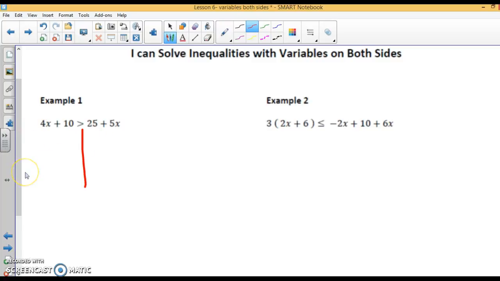Now, here we go. Solving inequalities, you got to simplify both sides, if you can. In this problem, you can't do anything. Now, notice, we've got variables on both sides. Let's keep in mind, we would love to have the variable on the left. So, I'm going to subtract 5x from both sides because we want the variable on the left at the end. So, 4x minus 5x is negative x, because it's negative 1x, plus 10 is greater than 25. Finish solving. Subtract 10 from both sides. So, negative x is greater than 15.